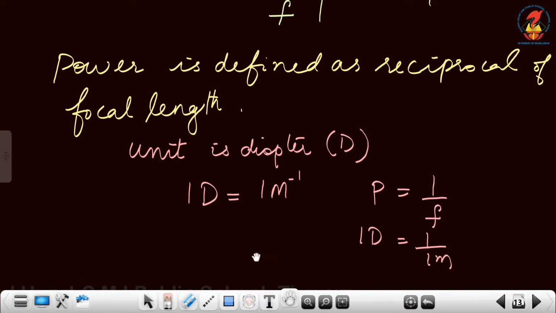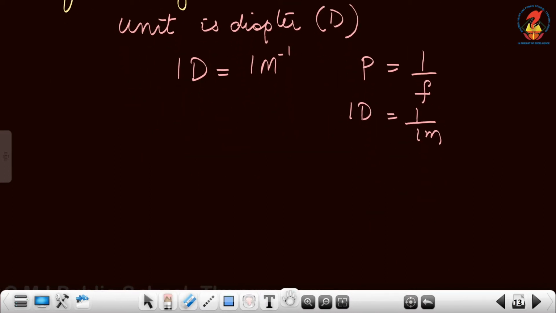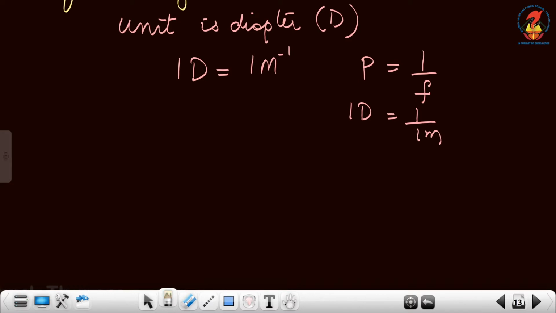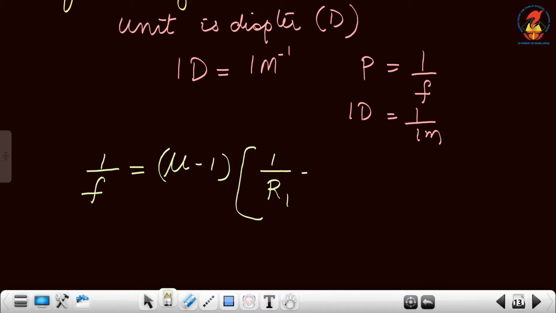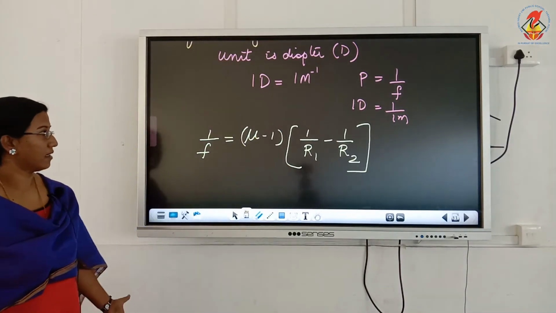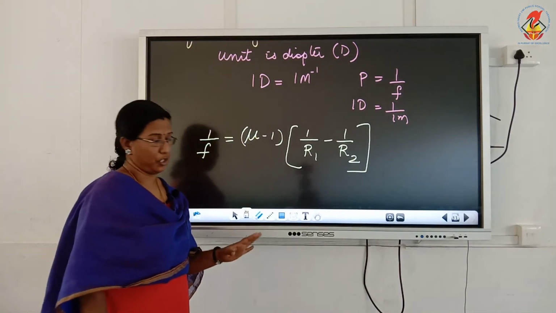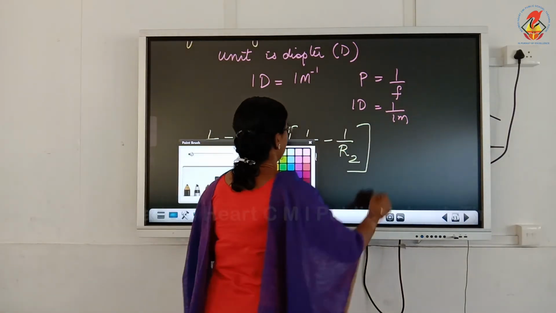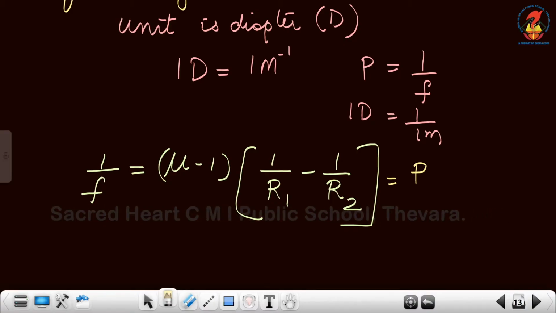Now we know the lens maker's formula, which relates the focal length with the refractive index and radii of curvature as 1 by f is equal to mu minus 1 into 1 by R1 minus 1 by R2. This is the lens maker's formula relating the focal length, refractive index and radii of curvature. Now 1 by f is the power, so this can be written as P.